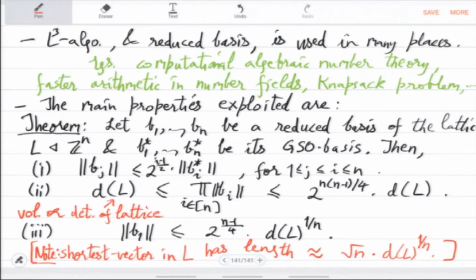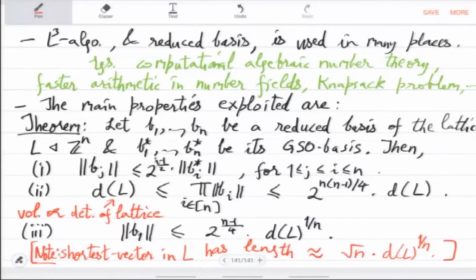This is a classical result that the shortest vector in a lattice has length around the volume raised to 1 by n times square root n. So, if you look at the B1 that you are outputting, this is close to that, it is only off by 2 raised to n by 4. Again, this is an exponential approximation, but theoretically it is connected to many things. I will not go into the proofs of each of these, I leave it as an exercise.